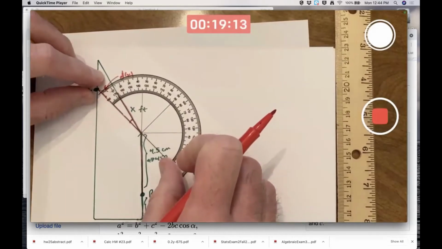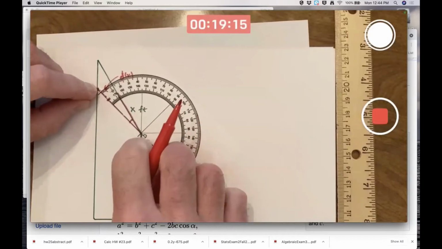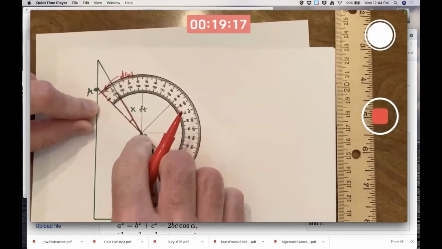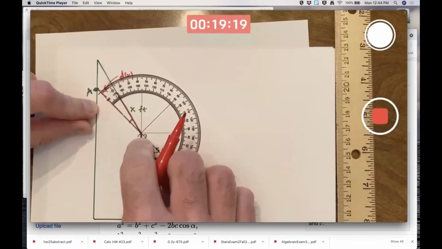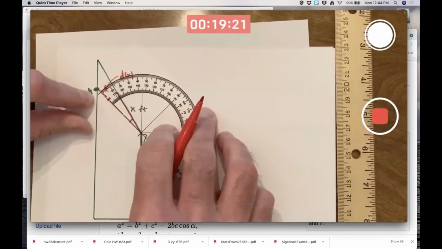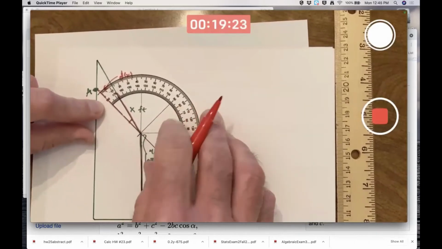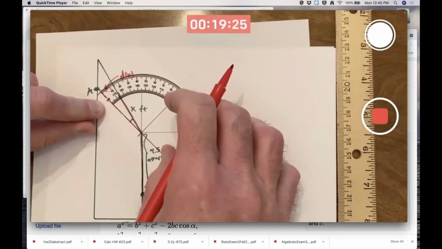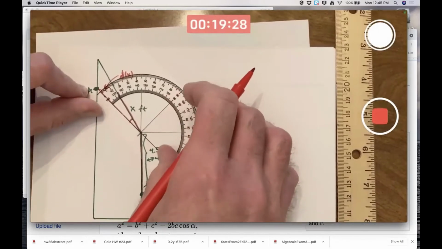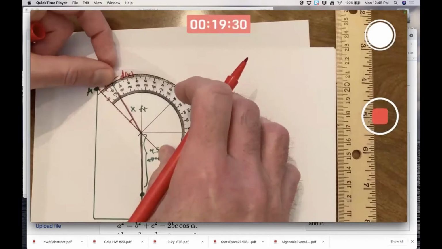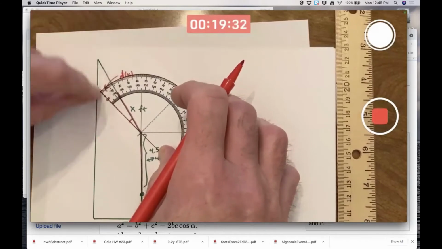Roughly speaking here. So I'm putting the origin of the protractor right there at the corner, putting this line along the red line here. Having a hard time getting it exactly right. Okay, say right about there.